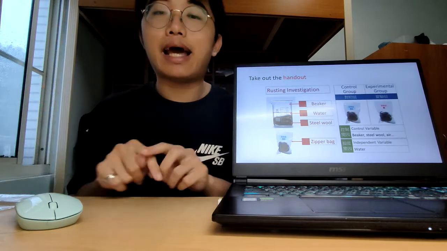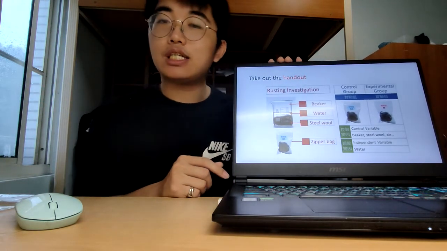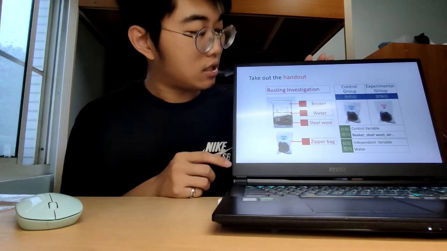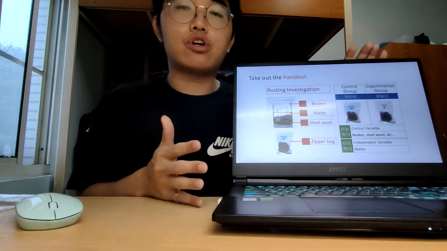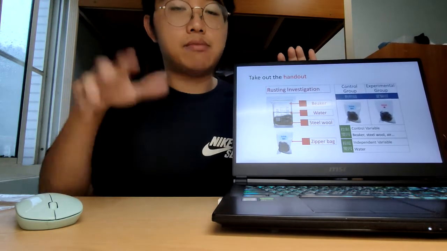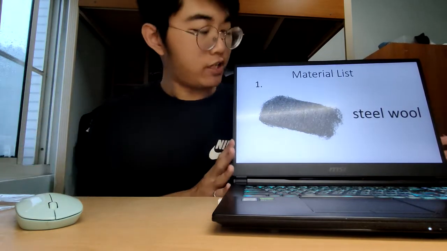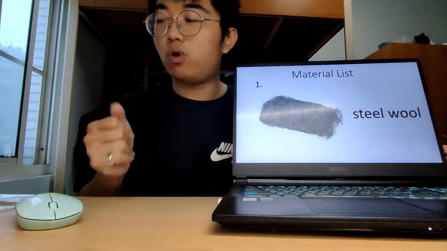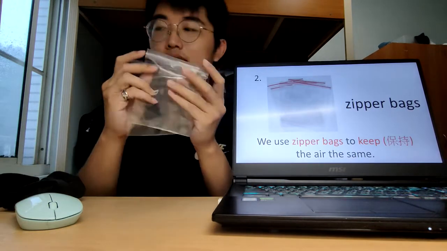Take out your handout. This is the rusting investigation. So here is the material and here is the control group and experimental group. I'll explain this later. So we have our material list. The first one is the steel wool. You can see the steel wool over here. The second one is the zipper bag.